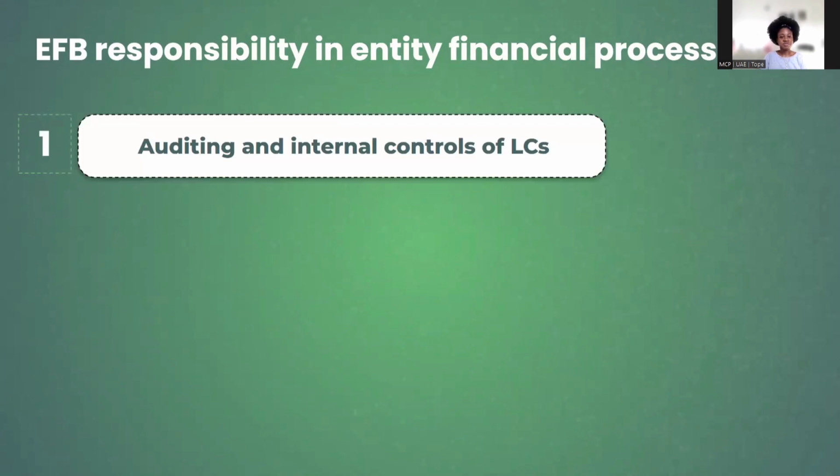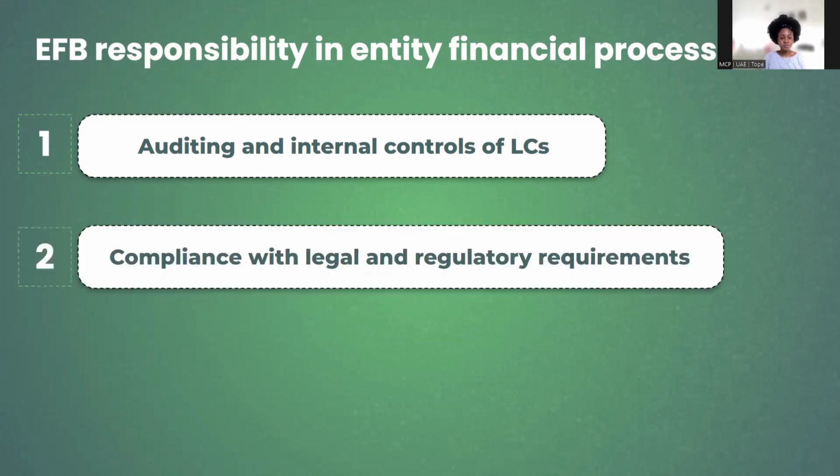Now we have the responsibilities of the EFB in an entity's financial process. The first one, and also one of the most important ones, is auditing and internal controls of the LC. So auditing the financial processes of the LCs, making sure that they align with the AFPM, not only on the LC level, but also on the national level.